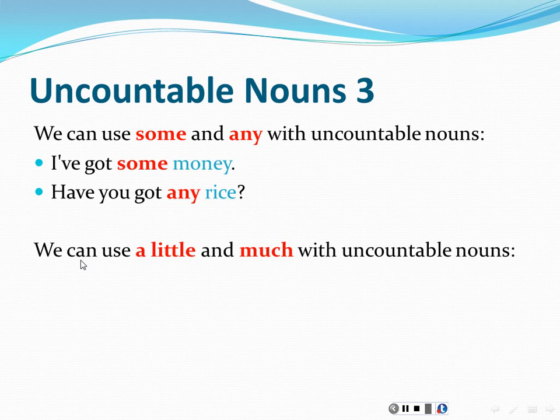Okay, now let's continue. We can use a little and much with uncountable nouns, and they mean both those words. A little, I have a little money. I have much money, a lot, الكثير, a little, القليل. So let's see the examples. I've got a little money. لدي القليل من المال. I've got a little money.